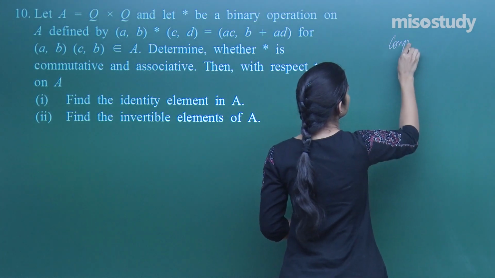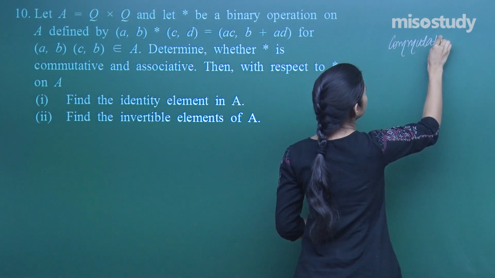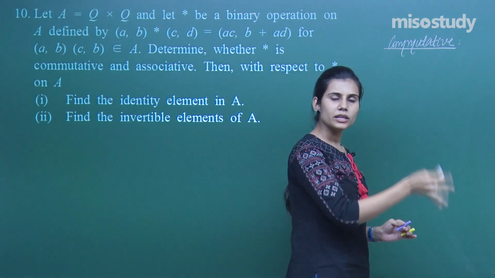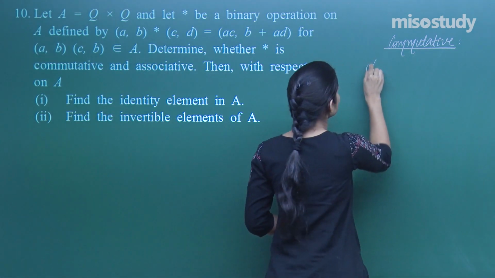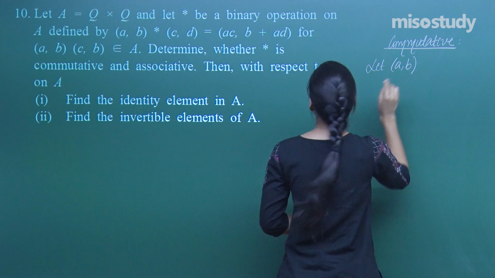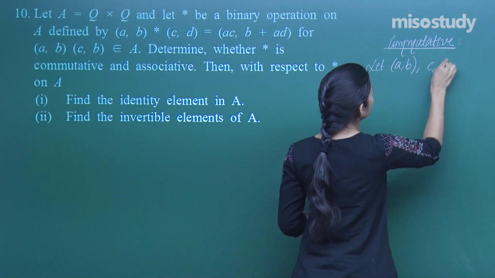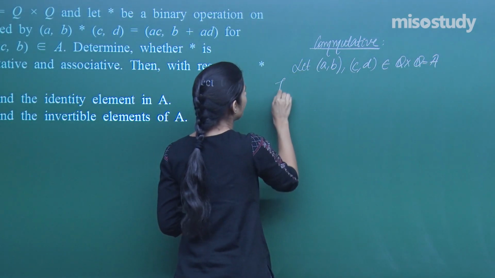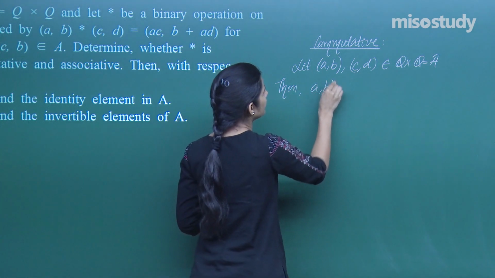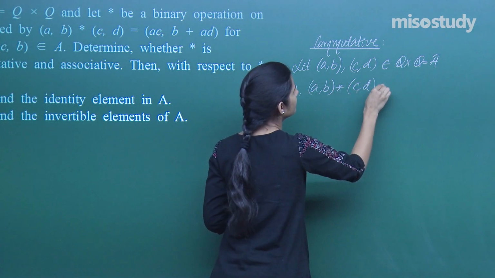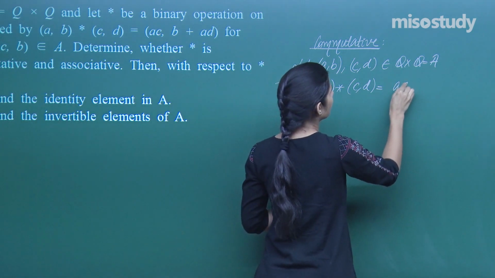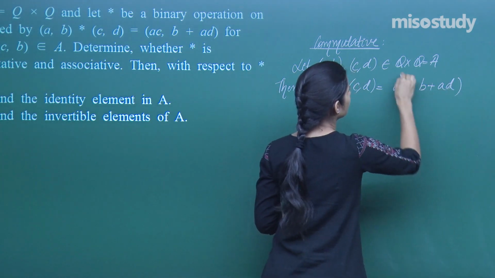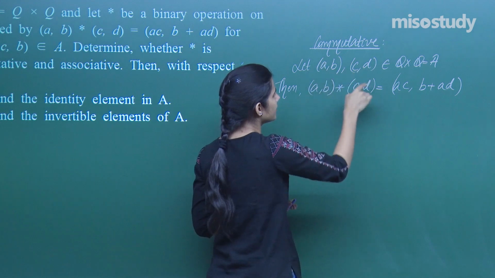Let's first talk about commutativity. Commutative means one element star another element is equal to another element star the first element. So let (a, b), (c, d) belong to Q cross Q, which is set A. Then (a, b) star (c, d) is equal to (ac, b plus ad). That's how the operation is being done.